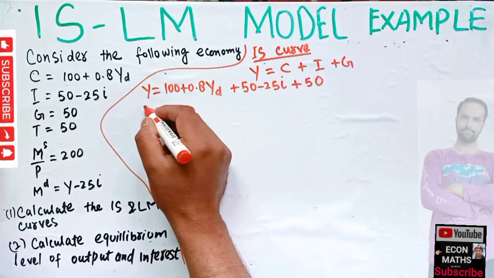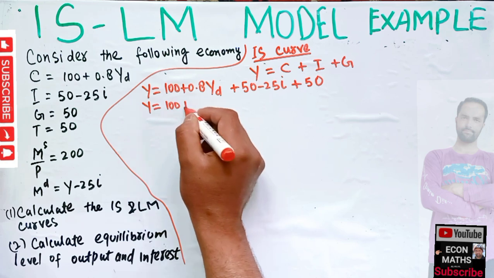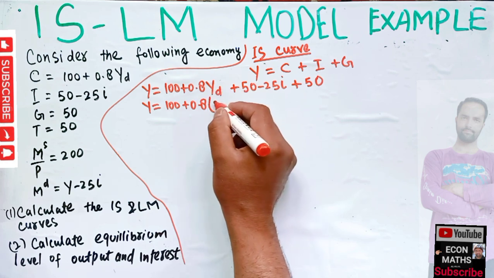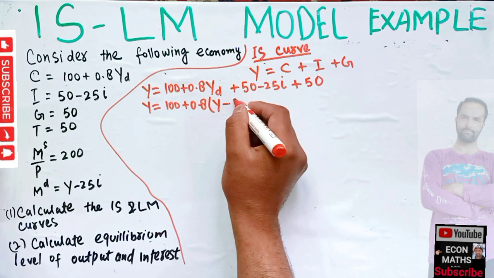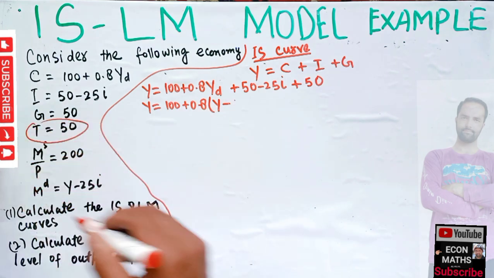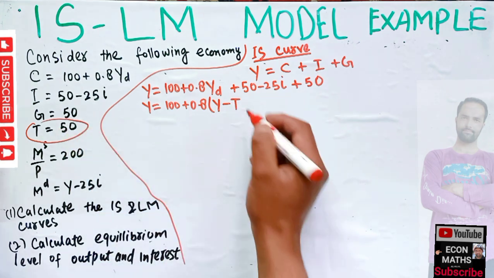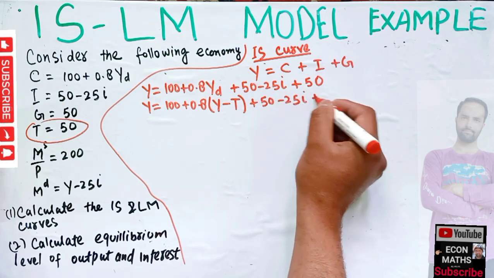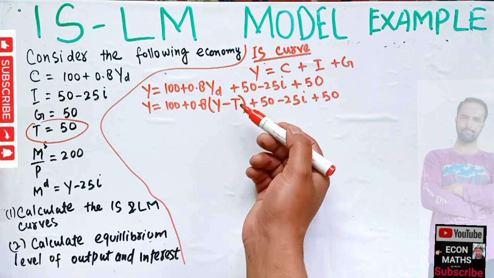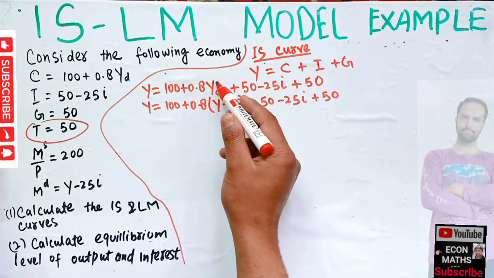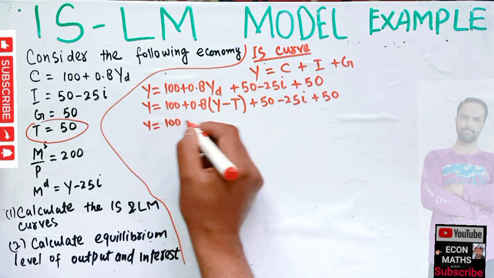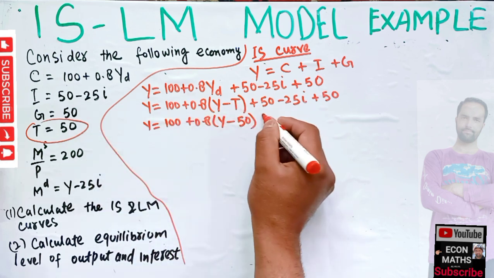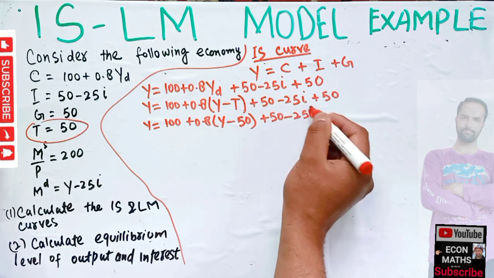That means our Y will be equal to 100 plus 0.8 times Y subscript D. Now what is Y subscript D? This is disposable income. We know disposable income is equal to our income when we subtract the taxes. The tax is given as 50, so I can write Y minus T, plus 50 minus 25 I plus 50. So Y will be equal to 100 plus 0.8 times (Y minus 50), plus 50 minus 25 I plus 50.